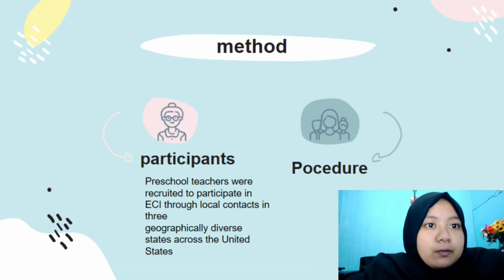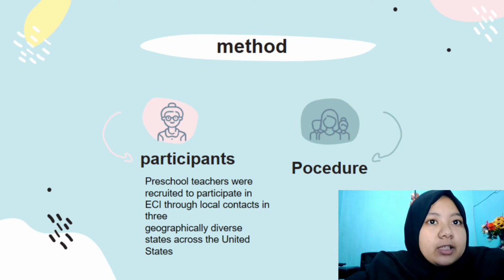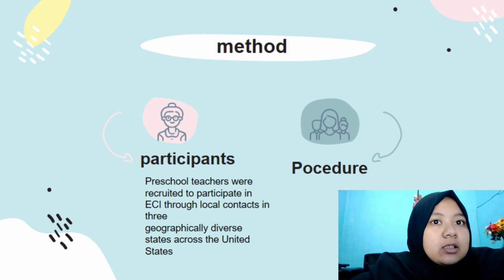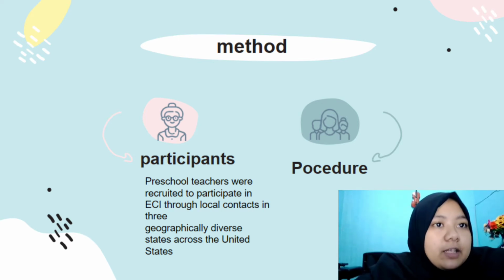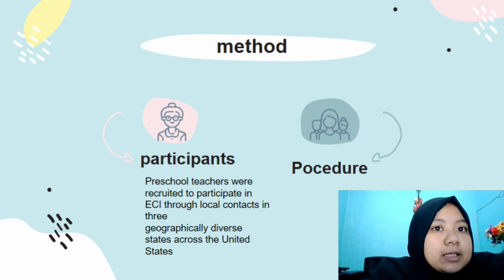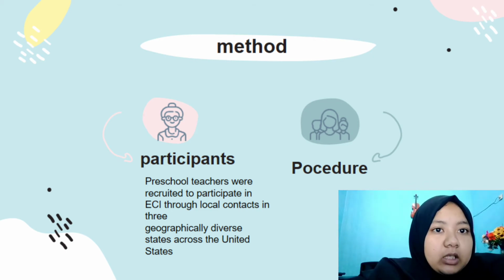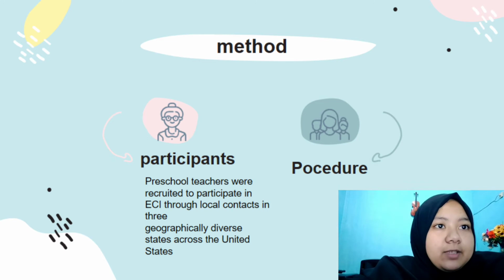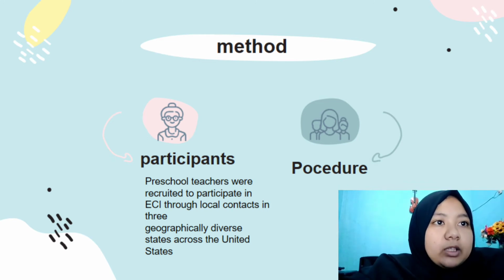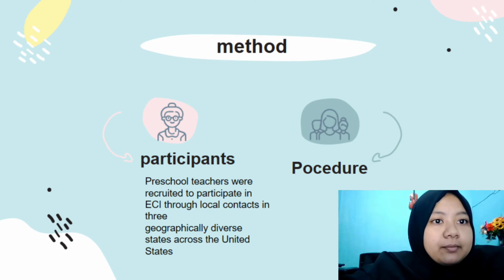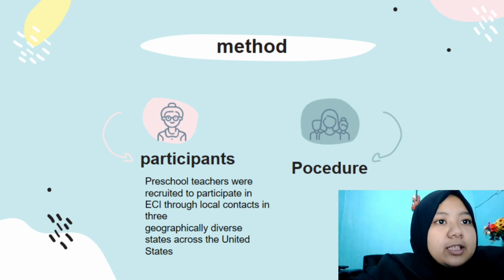The method is divided into two parts. The first is participants. Preschool teachers were recruited to participate in HE through local contacts in three geographically diverse states across the United States. Teachers received professional development training credit for participating in the course and compensation for participating in the study. The majority of teachers were female. 56.4% identified as white, 22.2% Hispanic, 10.6% Black, and 5.4% Asian, American Indian, multiracial, or other.